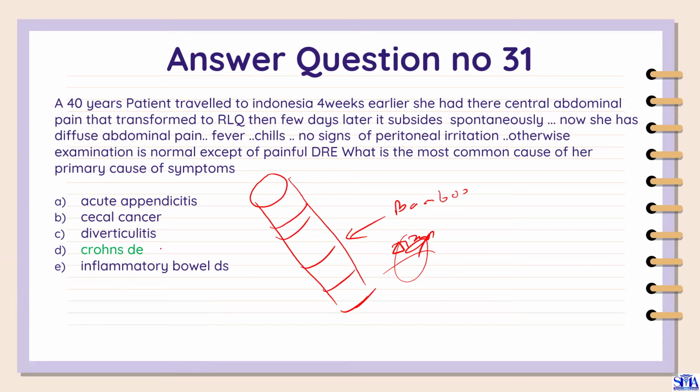Quick question, painful diarrhea, is that anywhere a finding of appendicitis? 100% no. Painful diarrhea can be a finding of Crohn's disease, because Crohn's disease affects the rectum and canal. So it's quite evident, or inflammatory bowel disease cases. So both can be the right answer if you have chosen, but more specific is Crohn's here.